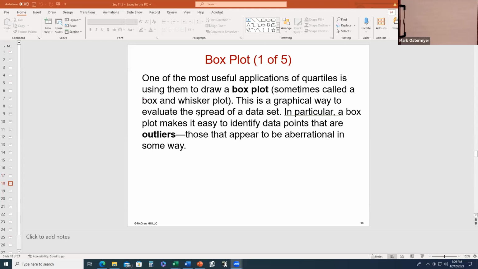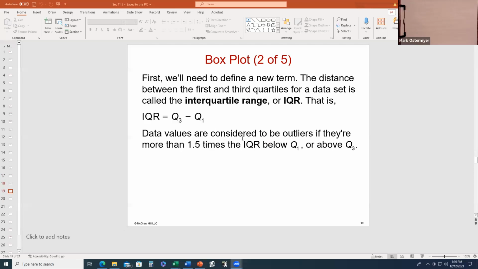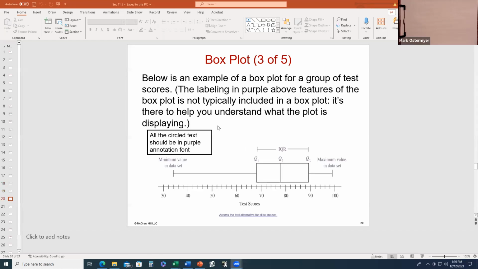Now a box plot. Once we find the quartile values, we can build a useful plot called a box plot. It's a graphical way of illustrating the partitioning of your data set into those four aforementioned intervals. And in order to compute the box plot, we need to, like I said, compute the first, second, and third quartiles.